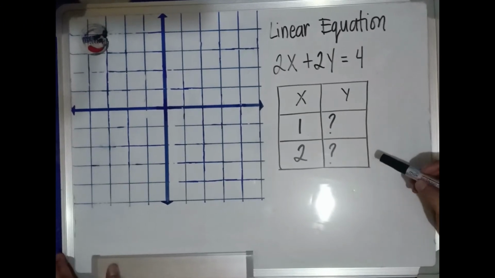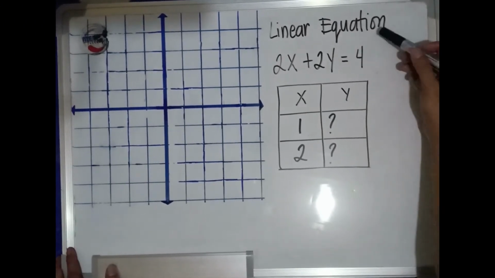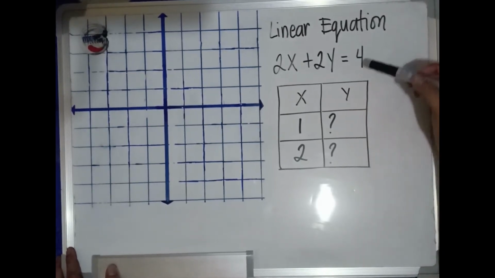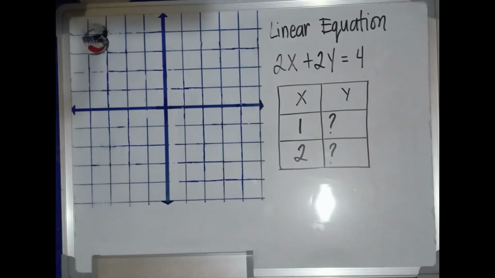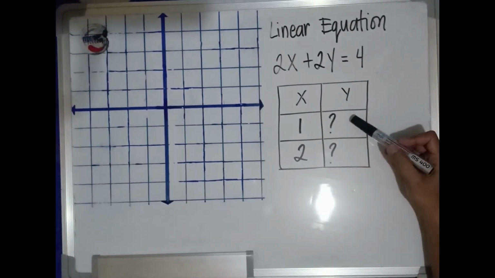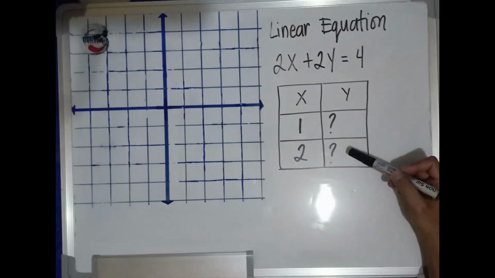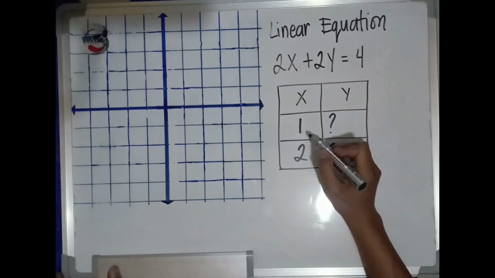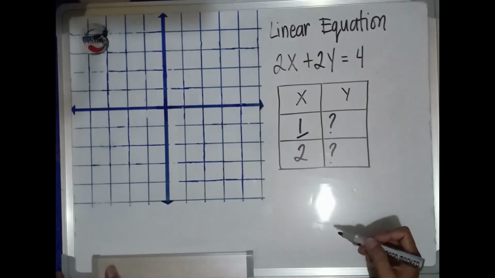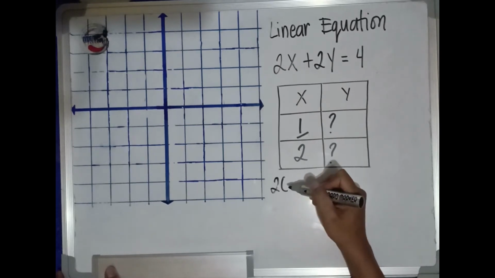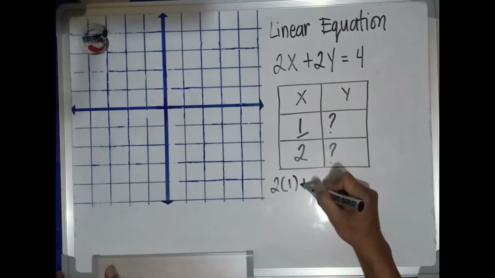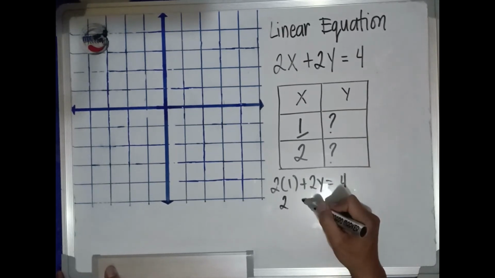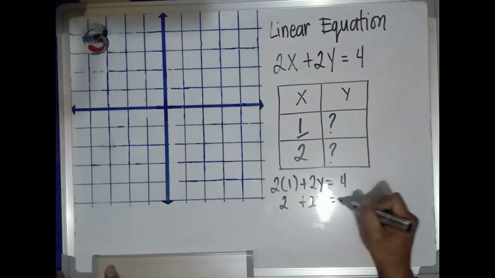Now, you will learn how to complete the table for a linear equation. Given that we have 2x plus 2y is equal to 4 and the values of x which are 1 and 2, we're going to find the value of y when x is equal to 1 and the value of y when x is equal to 2. Now, let's have first the value of x which is 1. 2 times the value of x, which is 1, plus 2y is equal to 4. 2 times 1 is 2, plus 2y is equal to 4.